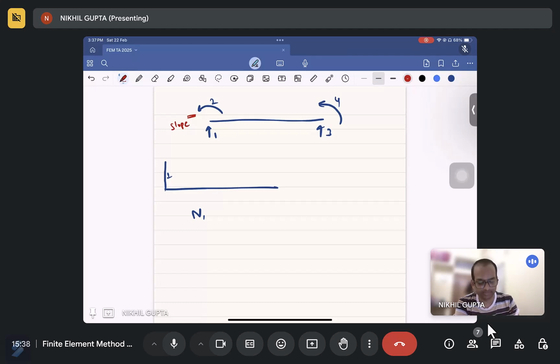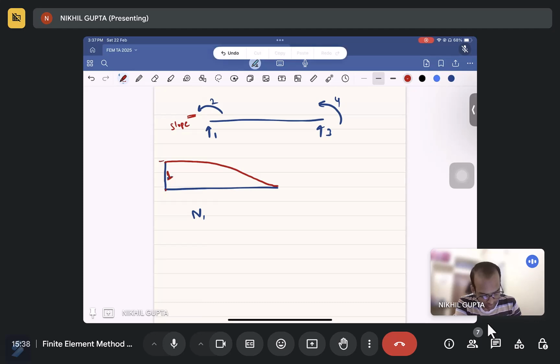This is not a displacement. So for making the shape function, it should go like this. Now you see what happened. N1 is having a 1 at node 1. But at 2, since it is a slope, you see the slope is 0. So at 2 also it is 0. For 3 also, since it is not going up, it is 0. For 4 also, the slope is like this, so it is 0. Similarly, if you make it for 3, it will go like this.